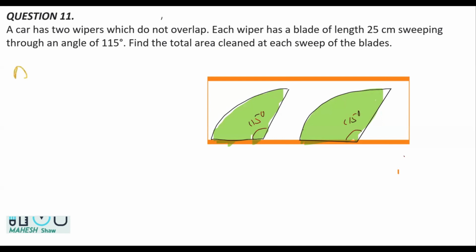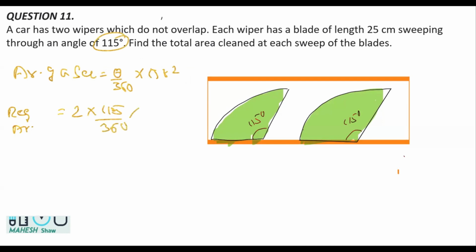So the area of a sector is what? It is theta over 360 into pi r square. But since we have two such sectors, the required area swept will be 2 multiplied by this. Well, theta is how much? 115 degree. So 115 over 360 multiplied by pi, which is 22 upon 7. And the radius is 25 centimeters.